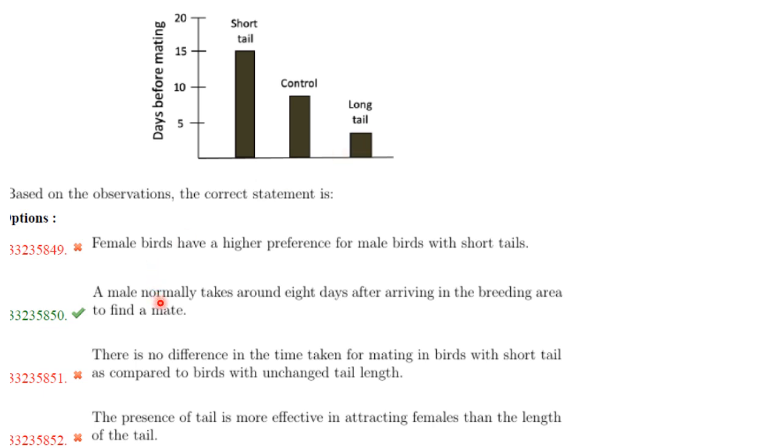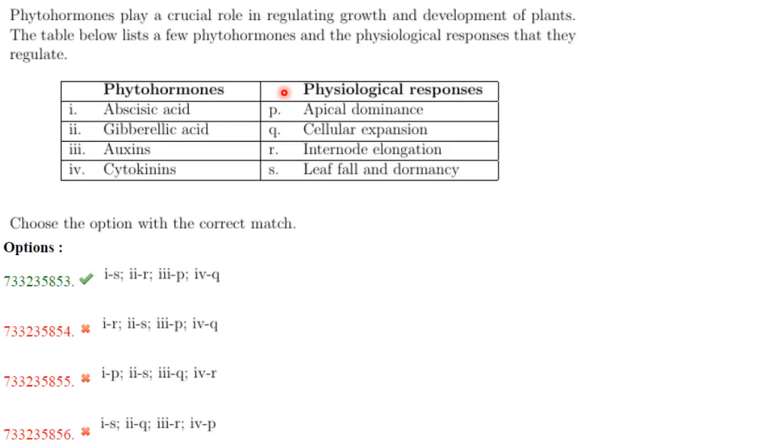Option 2. That is, a male normally takes around 8 days after arriving in the breeding area to find a mate, as you can see in the case of control. It took around 8 days. So it is less than 10, so it will be 8. So it took around 8 days after arriving in a breeding area to find a mate. So the answer is option 2.